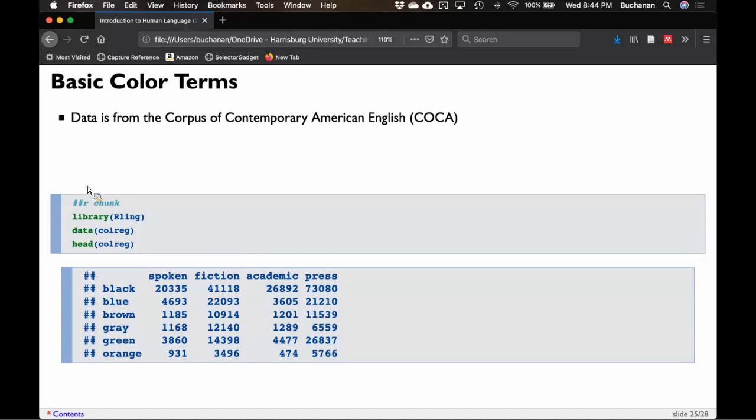And so we could take some data from the Corpus of Contemporary American English, or COCA, and just see if there are differences in word frequency over different registers. Okay. So the Arling library here, which is not available in CRAN, and you'll see in your installation guide how to install that, has a data set called ColReg for color register. It's got four types of registers. These are just categories of text: spoken text, fiction, academic, and press. These clearly are different types of things, so we might expect to see different usages of these colors based on this theory, right?